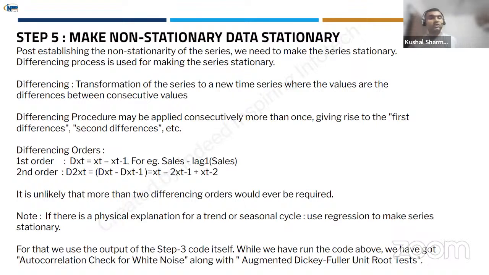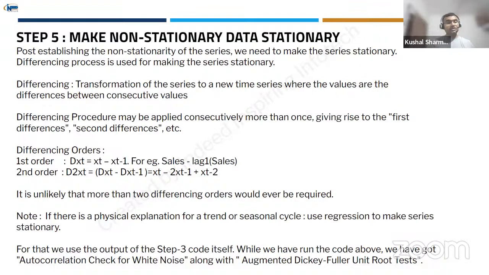and we have to make it stationary. Post establishing the non-stationarity of the series, we need to make the series stationary. The differencing process is used for making a series stationary. Differencing is a transformation. So what is differencing? It is the transformation of the series to a new time series where the values are the differences between the consecutive values. That is differencing.